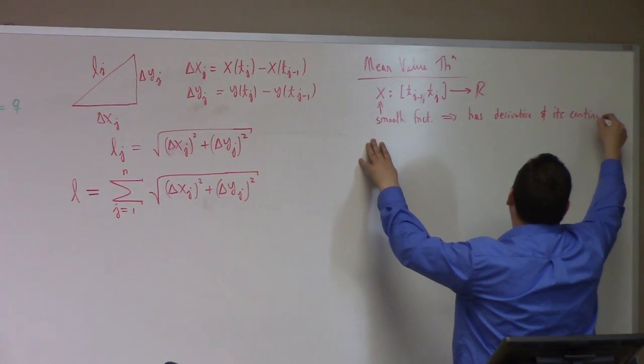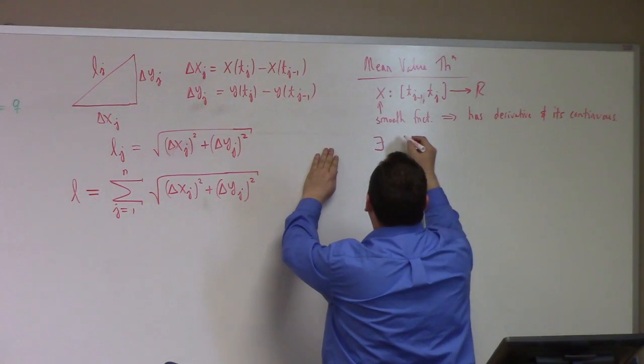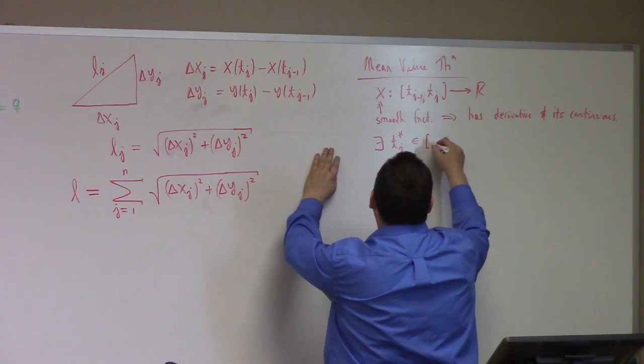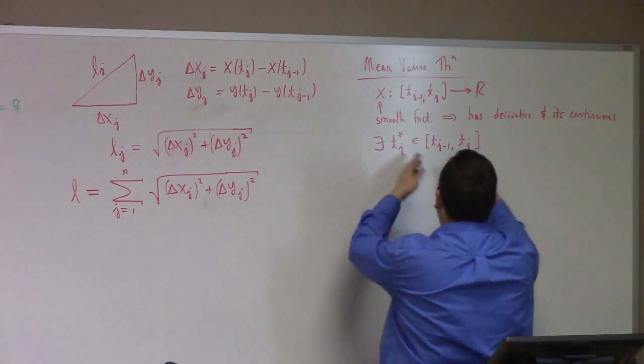What does the mean value theorem say though? In particular, it says that there exists some, let's say, t sub j star, that's somewhere in this interval, such that what?